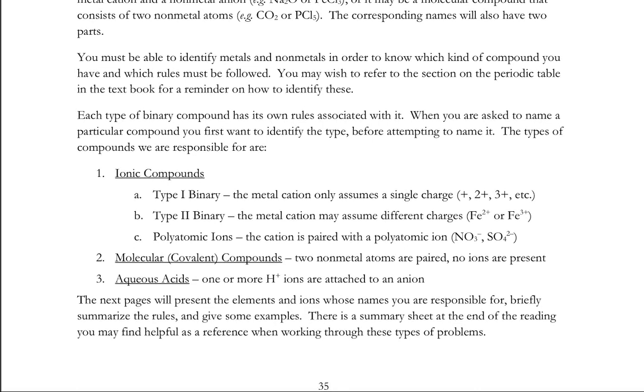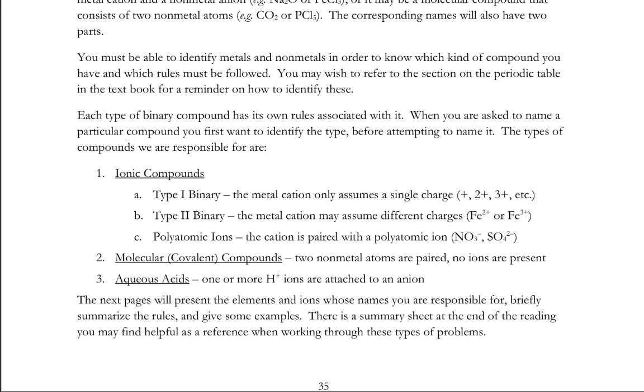Okay, so an ionic compound contains a cation and an anion. A molecular compound, at least if they're the type that have only two different elements, contains two nonmetal atoms. An aqueous acid contains one or more H+ ions attached to an anion.